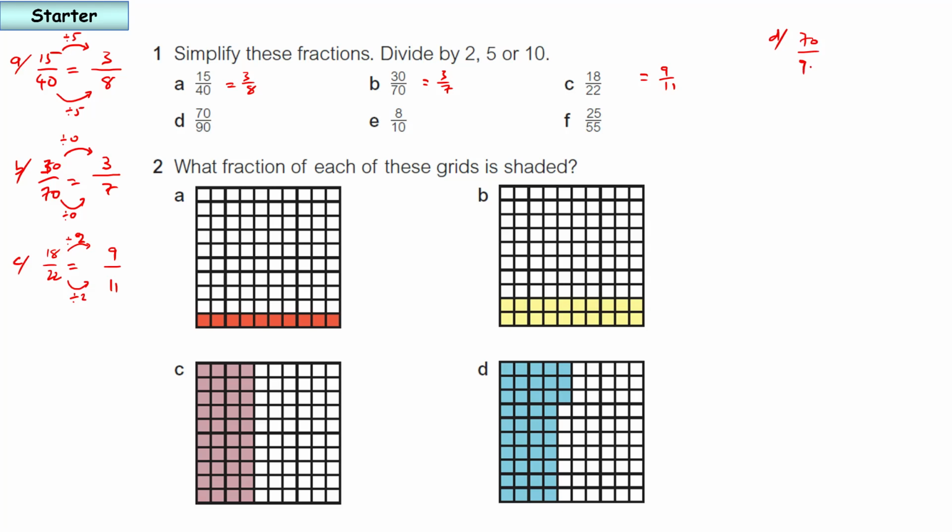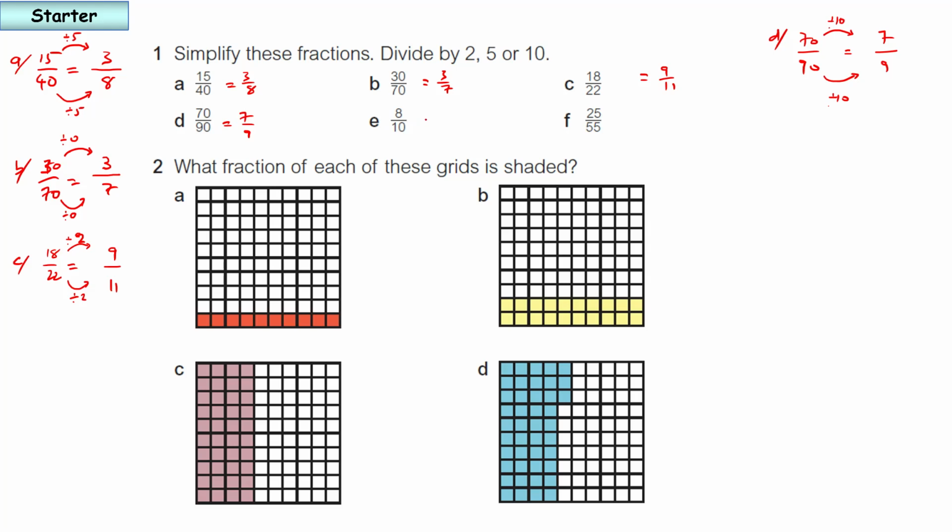Let's do part D over here. 70 divided by 90. What goes into both of those numbers? That would be 10. Divided by 10, numerator and denominator. 70 divided by 10 is 7, and 90 divided by 10 is 9. So 7 over 9.